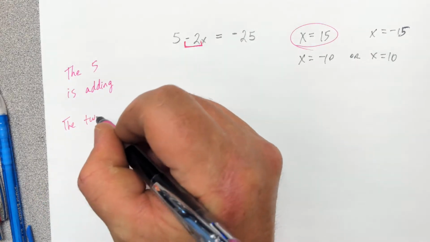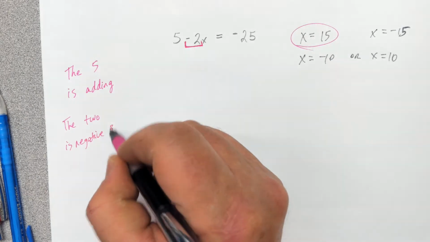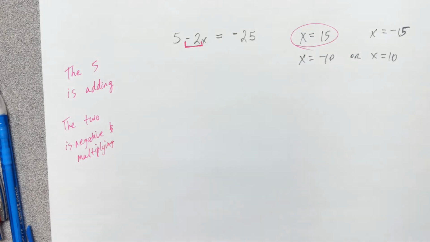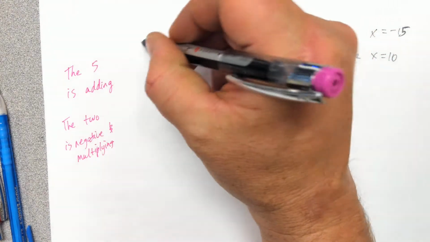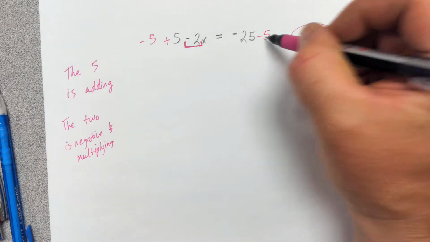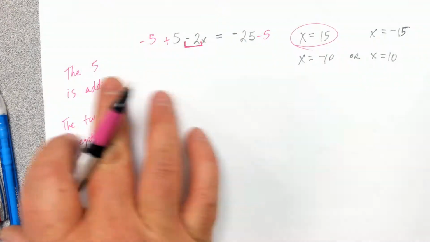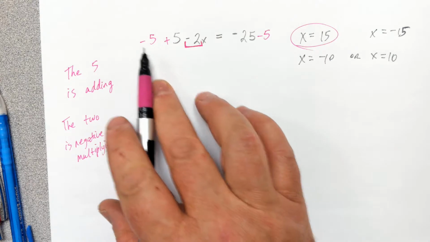The 2 is negative and multiplying. You see? 2 is negative and it's multiplying. So those are our 2 operations. We have addition and multiplication. We have to do the opposites of those. So the opposite of adding is to subtract. So I'm going to do it like this. Do you see how I'm doing it like that, Jackie? I like it this way better because we go across in math anyway, in algebra. So all I got to do is -5 plus 5, and that's 0.